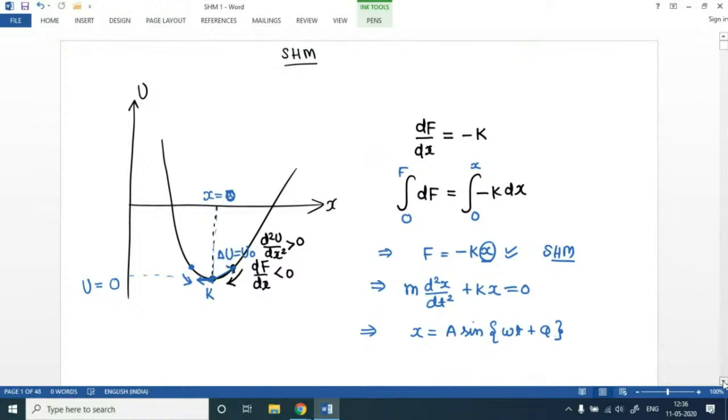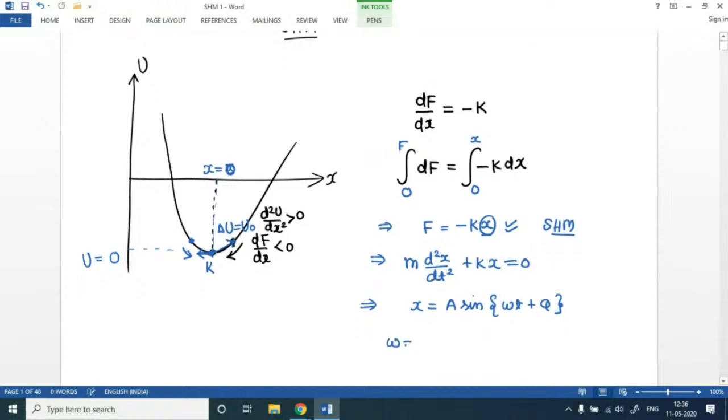You should also realize that ω is known as the angular frequency of SHM, and that will turn out to be root under k by m, where k is this constant and m is the mass of the system. So this is how we get the equation of SHM when the restoring force is a constant, that is minus k.